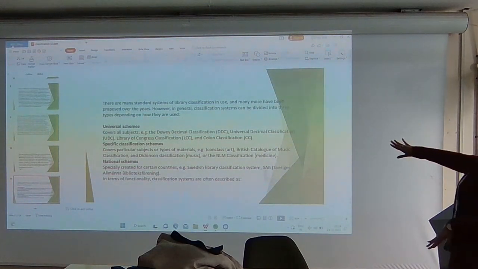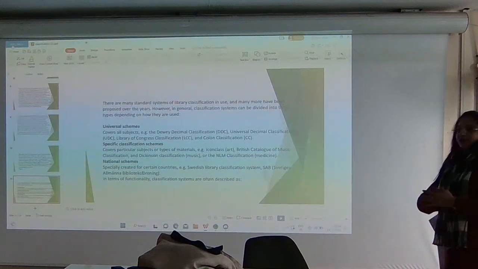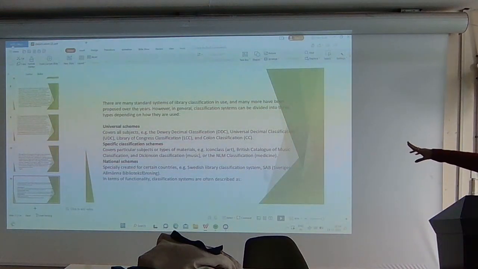So there are very different standards like universal classification. Universal schemes cover all subjects. For example, Dewey Decimal Classification, Universal Decimal Classification, Library of Congress Classification and Colon Classification. ये main main चीजें आपको याद रखनी हैं. Then specific classification schemes में क्या है? Covers particular subjects or types of materials like arts, music, medicine. उस समय ये इन कुछ particular subjects को भी involve किया गया था.